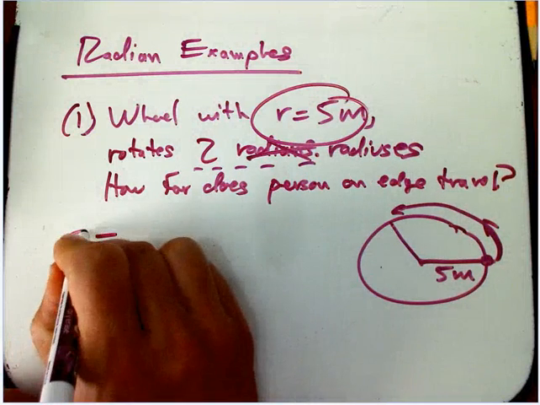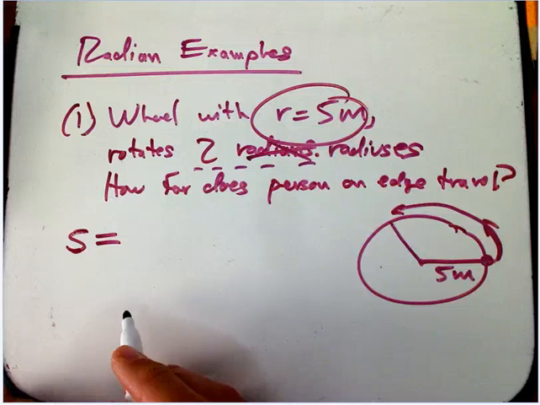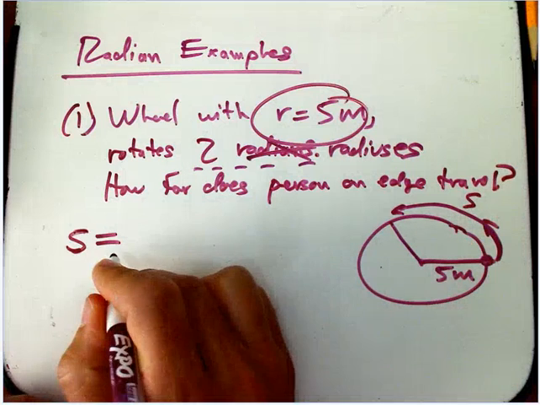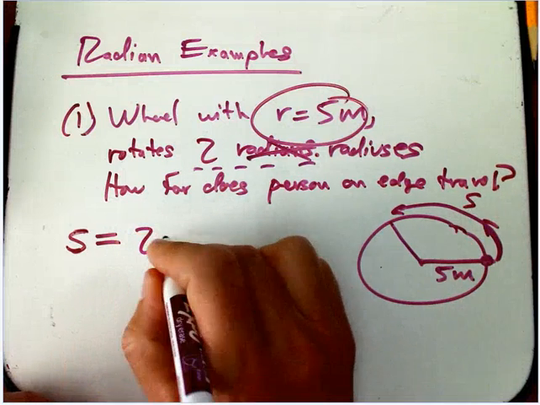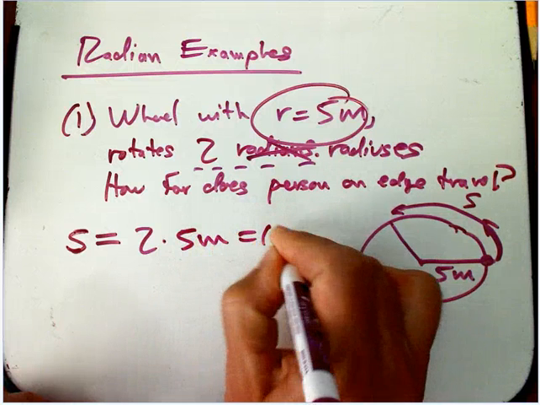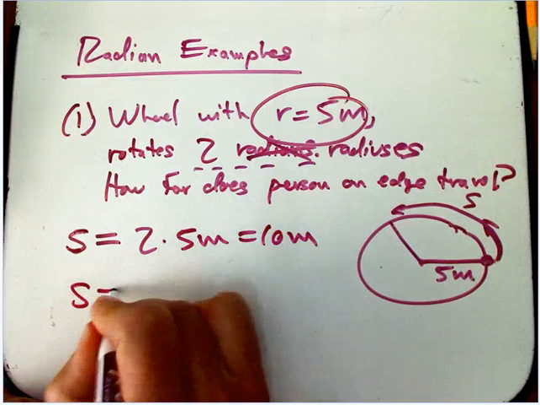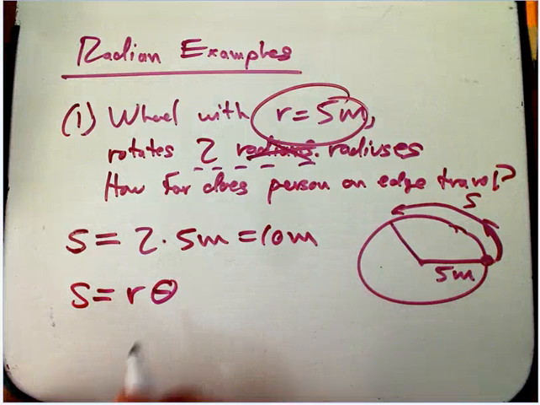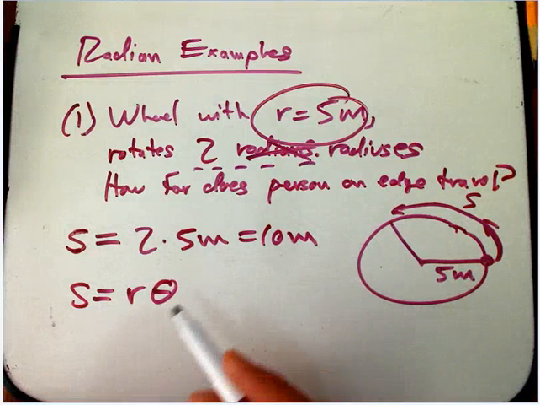The arc length traveled, remember S is the letter we typically use for the arc length around the edge of a circle, is just going to be 2 of those units, and those units are 5 meters, and you get 10 meters. That's usually written as S equals r theta, if theta is measured in units of radiuses, or in other words, radians.